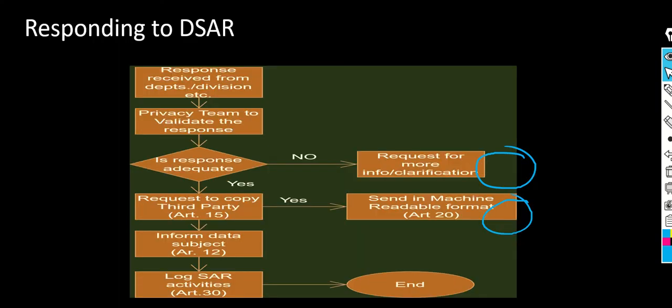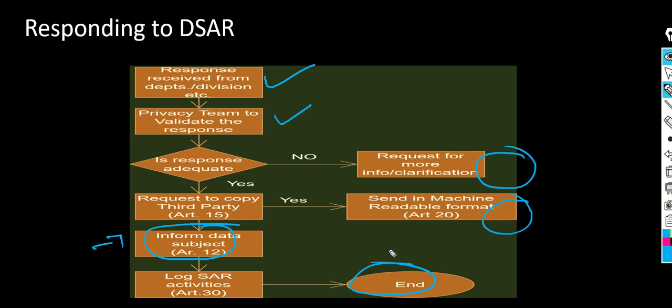Now, once the privacy team gets the inputs from various stakeholders related to the rights asked for by the user, then they are going to respond. There should also be a response process to respond back to the user on their request. So once the privacy team receives the response from the different departments, the privacy team is going to validate the response. If the response is adequate, then they copy the third party, and they will inform the data subject related to the DSR that was raised, and that is the end of the process.